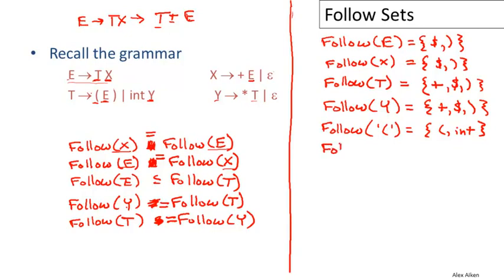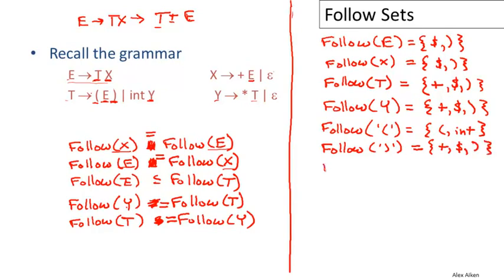So now let's take a look at the follow of close paren. Okay, so what's in that set? Well, again, we look at where the symbol is used. It's only used here in this one production. Because it appears at the right end of the production, we know that whatever is in the follow of T is going to be in the follow of close paren. All right, and so what was in the follow of T? That was plus, dollar, and close paren.